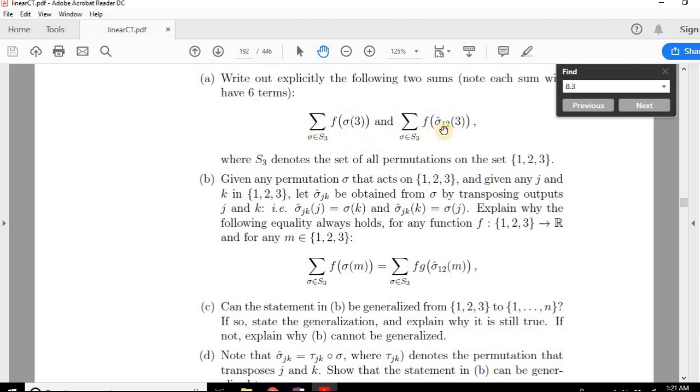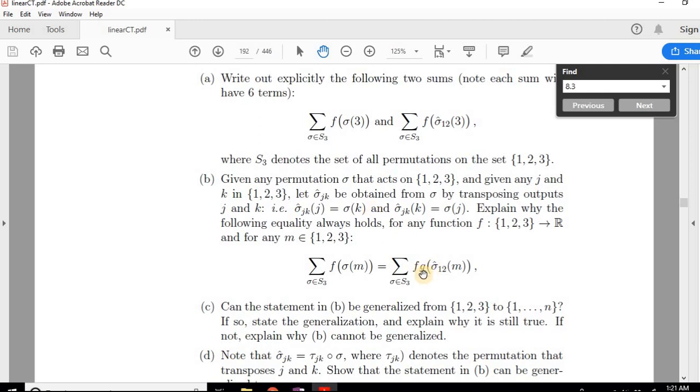Now this was the case where we had sigma 1, 2, where you transposed the 1 and the 2. Part B is generalizing that to transposing any two of these. For instance, sigma hat jk transposes the j and the k. You could have sigma hat 2, 3, sigma hat 1, 3. I guess all you can have is 1, 2, 1, 3, and 2, 3. Those are the only three you can have.